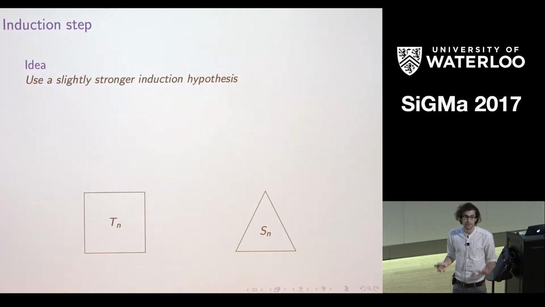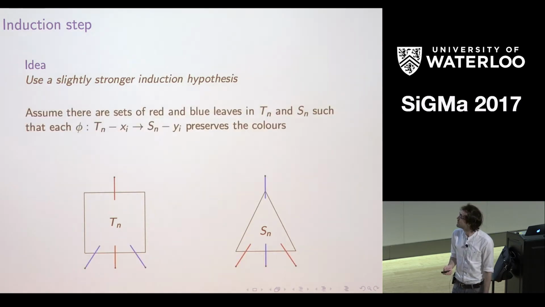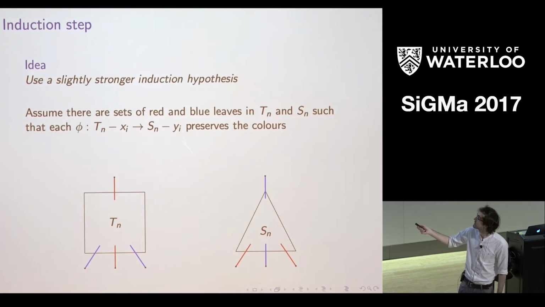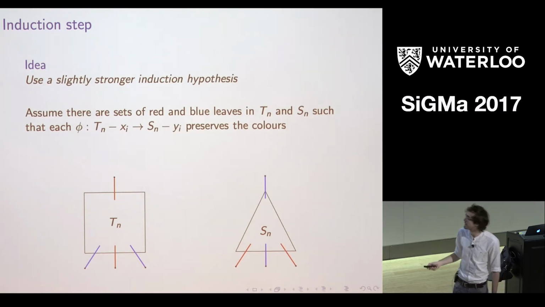And so the idea is that we're going to use a slightly stronger induction statement on these Tn and Sn. What we're going to assume is that we've got some sets of leaves, and we're going to color these leaves red and blue, and we're going to assume that each of these isomorphisms that showed that xi was paired to yi preserves the color of the leaves. So that is to say, Tn minus xi is isomorphic to Sn minus yi. That was the definition of being paired. And we're going to ask that these isomorphisms send red edges to red edges and blue edges to blue edges. So here I've drawn finitely many red and blue edges because it's a lot easier to draw. In practice, we'll often have infinitely many red edges and blue edges, but we still ask that these isomorphisms biject between the red and blue edges in that case.